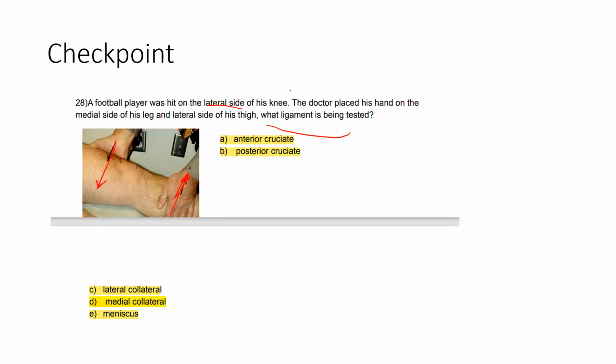Medial collateral, perfect. Can you explain to us, Fawaz, why is it medial collateral? I just know that when the lateral side of the knee is hit, the medial collateral ligament is damaged. Why is the medial ligament affected? Because when you push from the lateral side, the medial ligament is going to get overstretched, and it's going to keep stretching to the point that it can't take it anymore, and it's going to be torn. Does that make sense, guys?